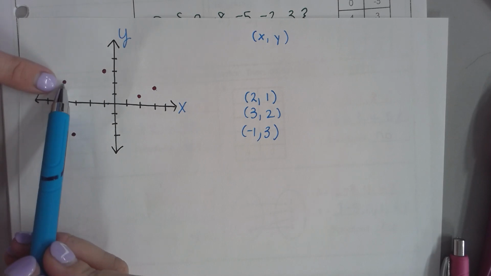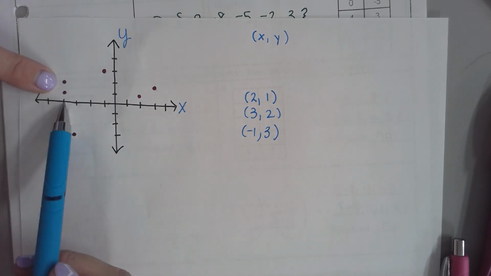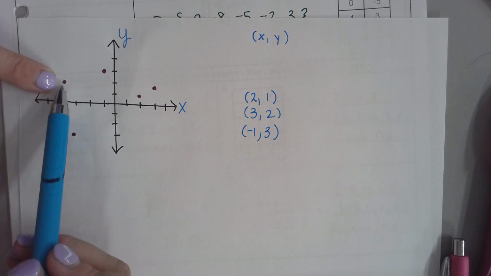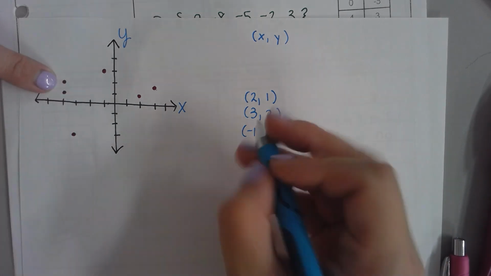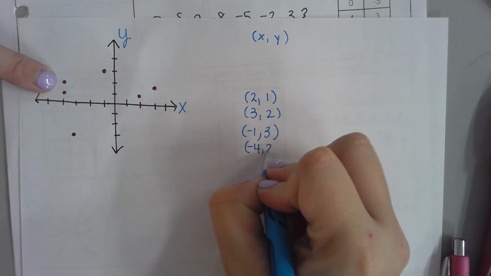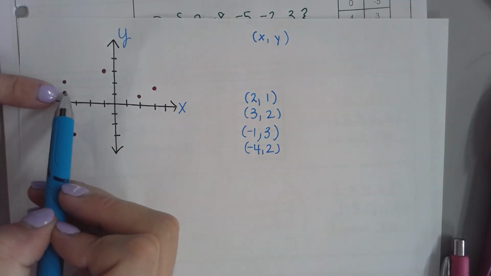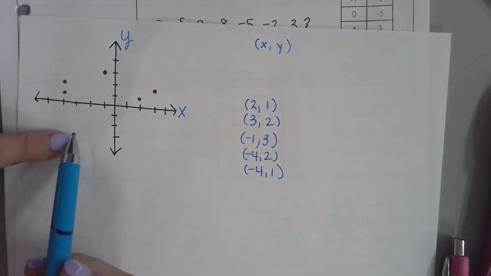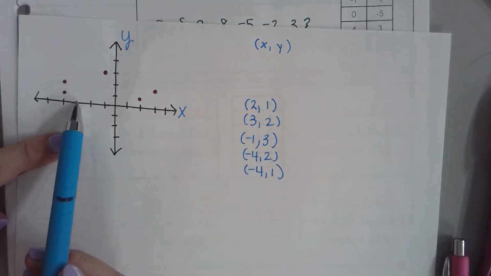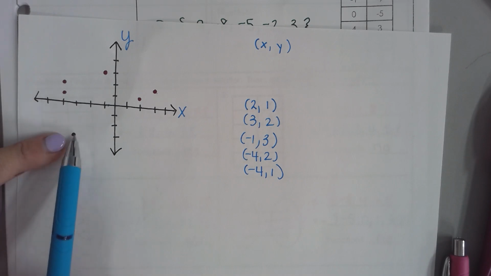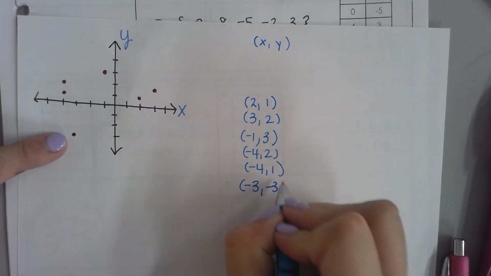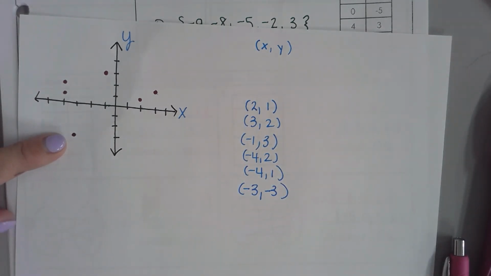And then, let's do this top one. I've got -4, 2. Yeah, that one goes up 2. And then this one would be -4, 1. And then this one would be -3, -3. Yeah, it went left 3, and then it went down 3. So negative 3, negative 3.